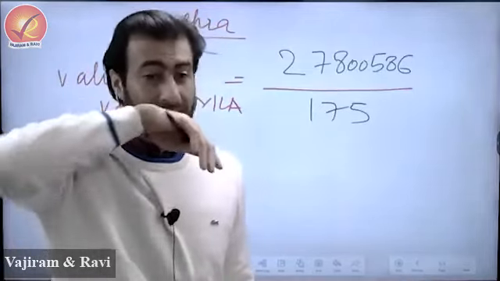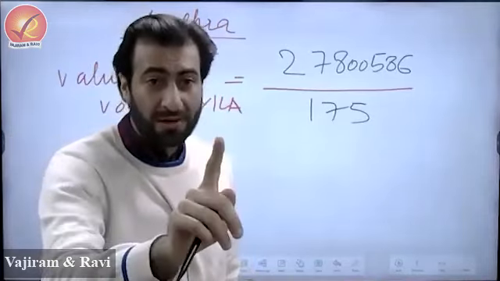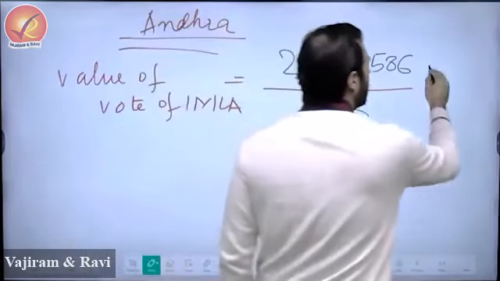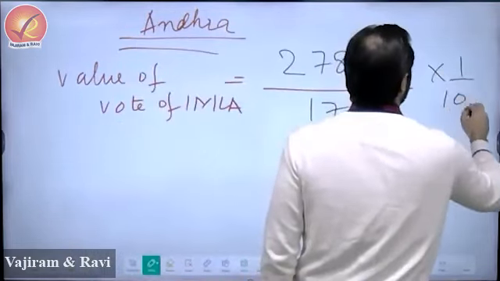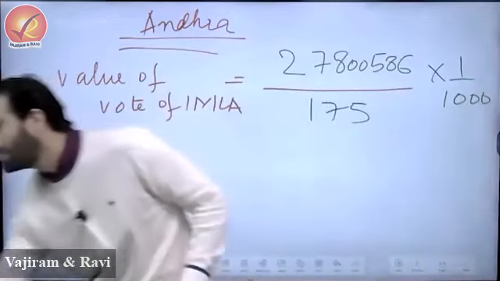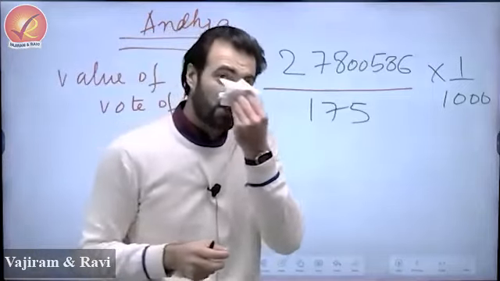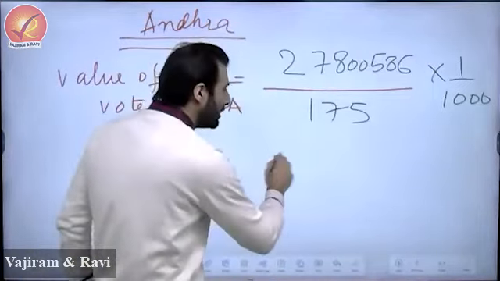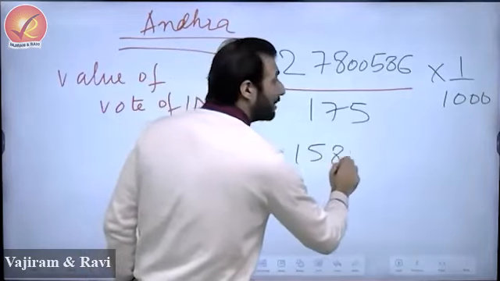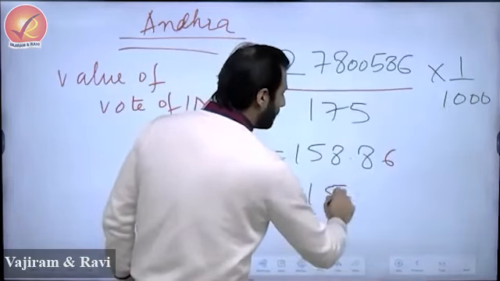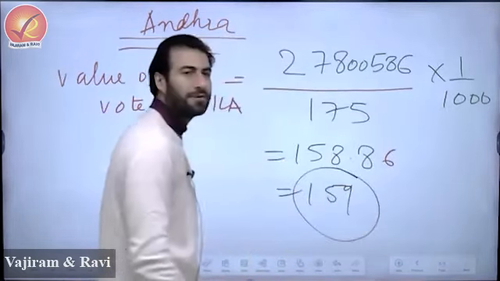That makes the calculations very much tough. This is just one value of the vote. This is just one MLA's vote value. So we simplify it and we do a mathematical reduction. We are trying to reduce it by multiplying it by 1 by 1000. There's no need to write, just pay attention on the screen. If I just calculate, this turns out to be 158.86, whatever it may be. Finally, I round it up and this is the number that I was looking for.